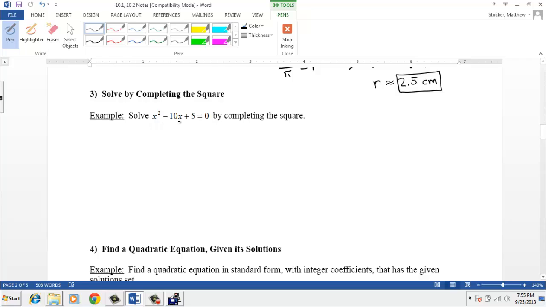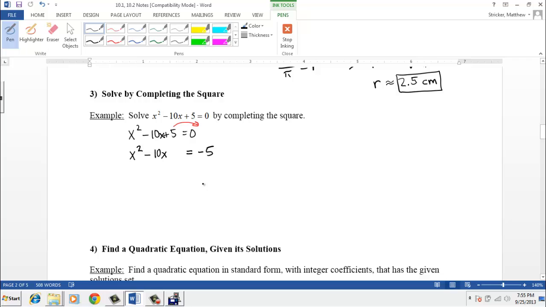So if I have x squared minus 10x plus 5 equals 0, the way this works is what we're trying to do is get a perfect square so then we can apply the square root property. And so the way it works is we take our equation, x squared minus 10x plus 5 equals 0, and we take the constant term and get it over to the other side. So that changes this equation to x squared minus 10x equals negative 5.